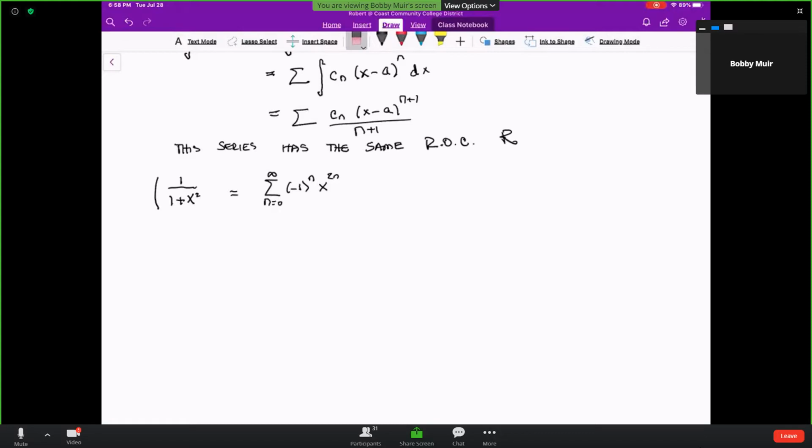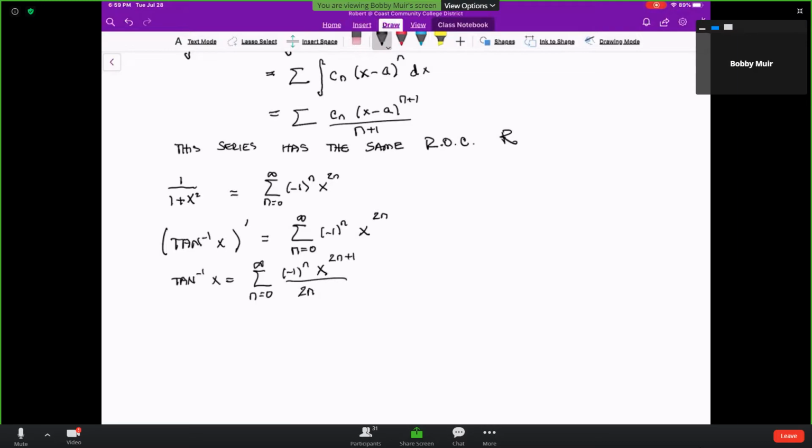Okay, nor do I need that. So the derivative of the tan inverse of x is therefore this sum, n from 0 to infinity, of negative 1 to the n, x to the 2n. According to the result up there, the tan inverse of x is then going to be this series over 2n plus 1.